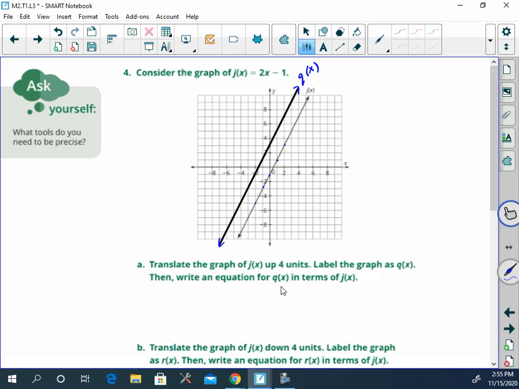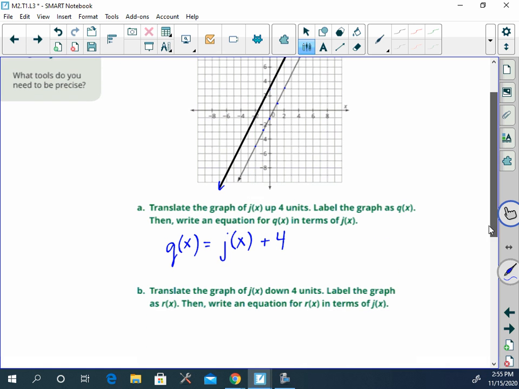Then write an equation for Q of x in terms of J of x. So we're using what we just learned on the last page here. We want Q of x in terms of J of x. So if we started with J of x here, what would we have to do to it to get to Q of x? And what we would have to do to shift it up 4 units is add 4 to the back of it. And that's going to make it go up that many.